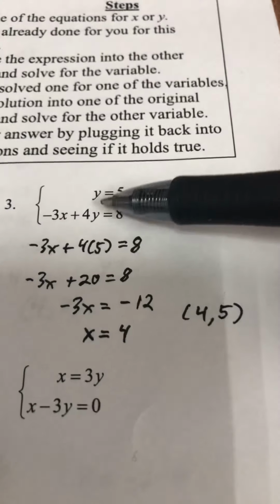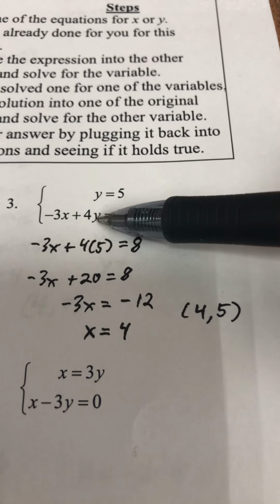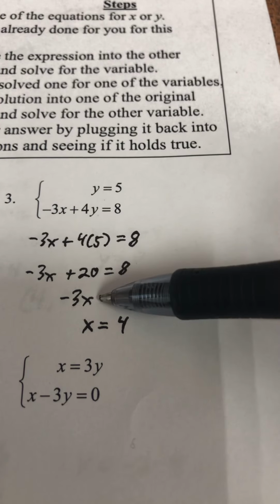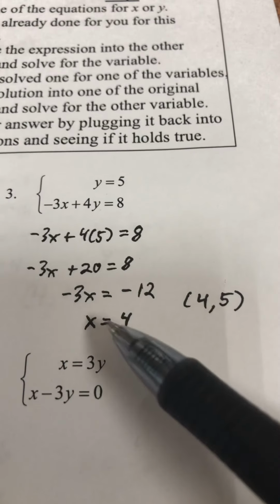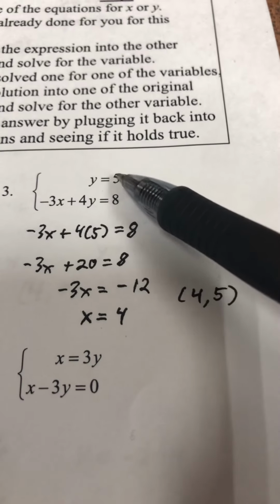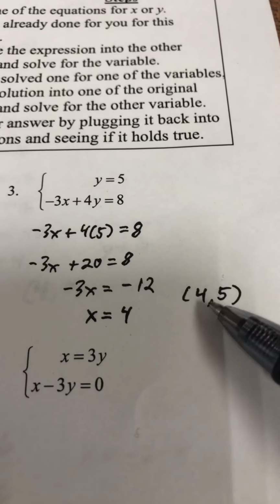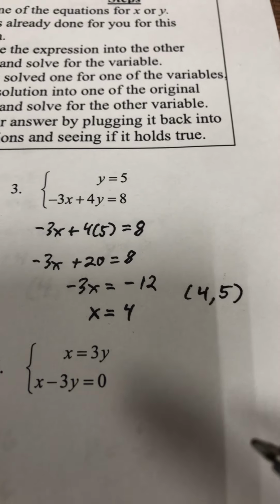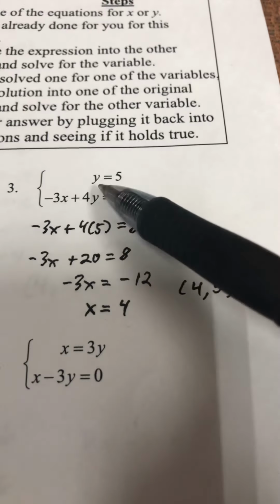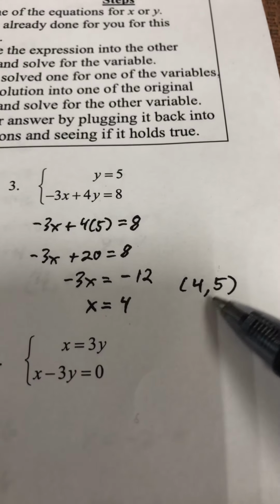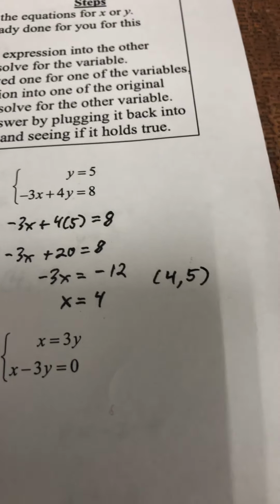This one, y equals 5, so I substitute the 5 in for y, and then I solve for x, and I get 4, and I already know what my y is. My y is 5, so the solution would be 4, 5. That's the point at which these two lines, if I was to draw these on a graph, intersect. That's what all that means.